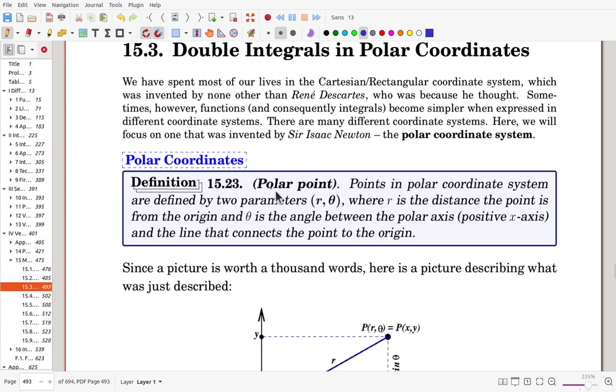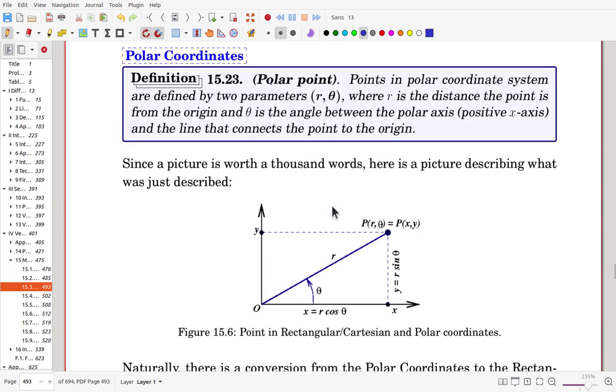Points in the polar coordinate system are defined by two parameters, r and theta. r is the distance from the origin to the point (x, y), and theta is the angle from the positive x-axis. So by using r and theta, we can express the point.